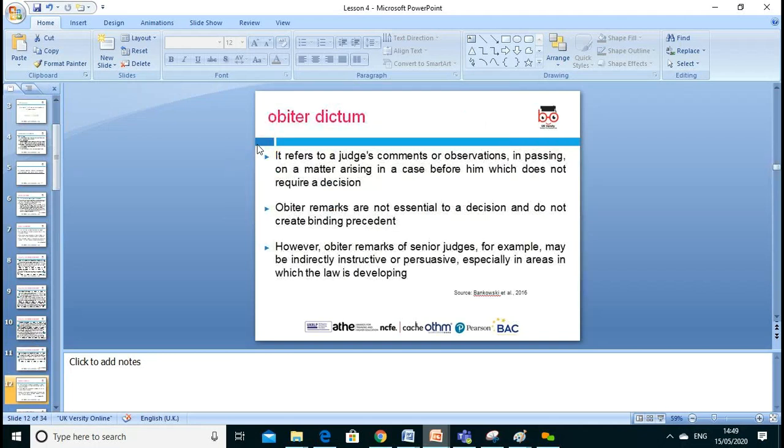Okay. Next is obiter. This refers to the judge's comments or observations. The term itself means the judge's comments and observations in passing on a matter arising in the case before him which does not require a decision. The written remarks are not essential for the decision, and they don't create a binding precedent. It's not binding, yes? It can be a general comment, but it does not bind. Binding means that it can be used for future cases.